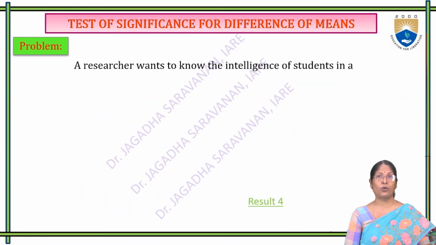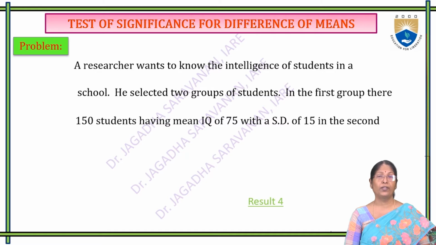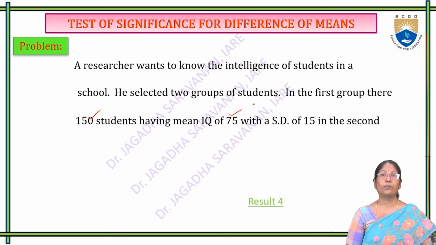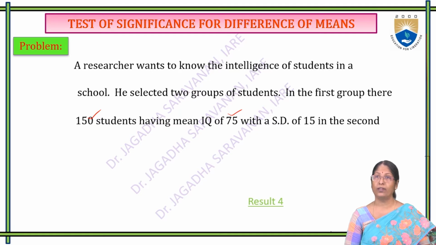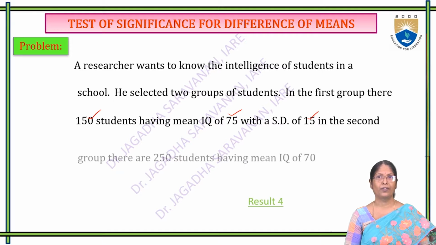Yeah, we will move to the next problem. A researcher wants to know the intelligence of students in a school. He selected two groups of students. In the first group, there are 150 students having a mean IQ of 75 with a standard deviation of 15. So our N1 is ready, and for those 150 students the mean X1 bar is 75. The standard deviation of the same sample, S1, is ready. Next, in the second group there are 250 students, so our N2 is ready.